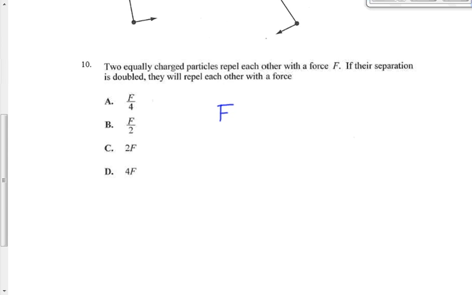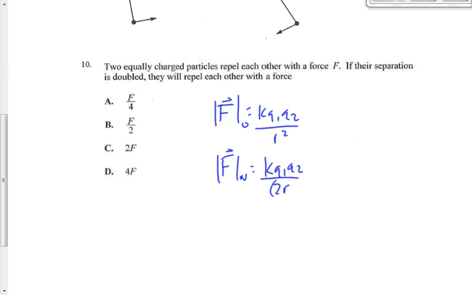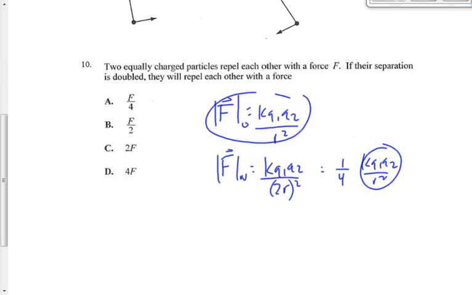My original force here is kQ1Q2 over R squared. This is what I start with. My new force is what it becomes after I make my changes. All we're doing here is changing R. kQ1Q2 over, we're doubling the distance, so you've got to square that as well, because we're squaring distance. No, we're not squaring R, we're squaring distance. It becomes 1 over 4 kQ1Q2 over R squared, or 1 over 4 times the original force. A is our answer.